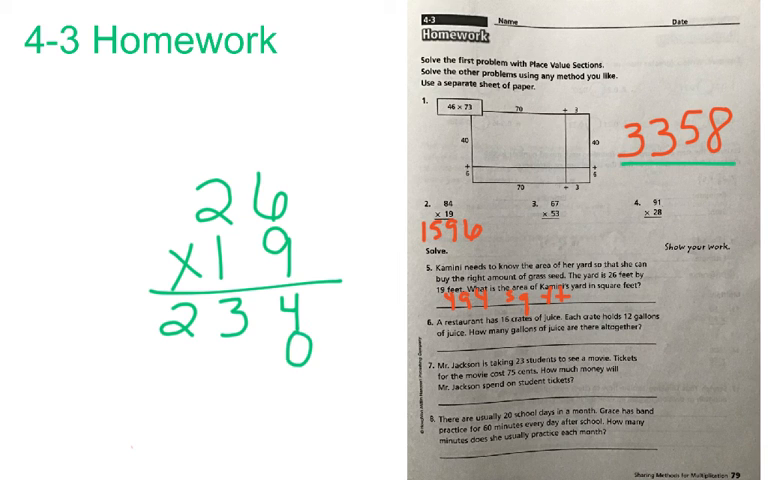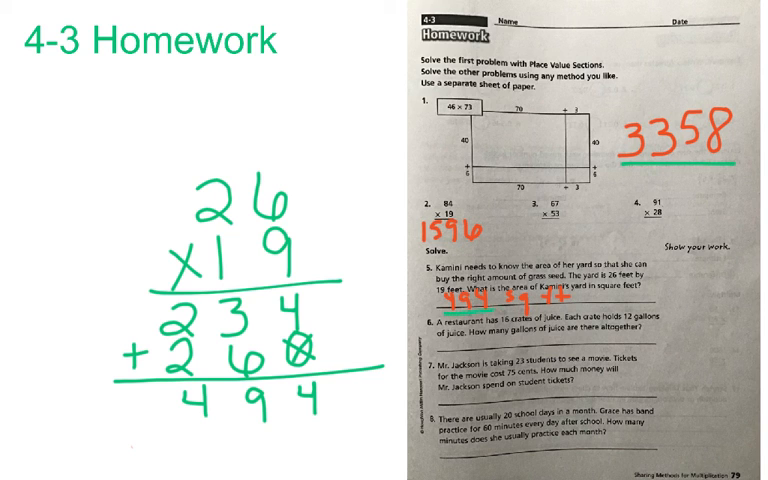Put down your placeholder. 1 times 6 is equal to 6. 1 times 2 is equal to 2. And then you need to add. 4 plus nothing is 4. 6 plus 3 equals 9, and 2 plus 2 equals 4. And so your answer is 494 square feet, which is what we got when we did it with our place value sections.